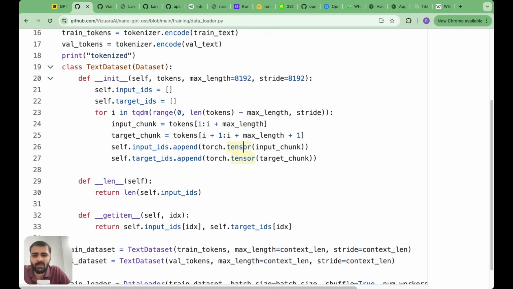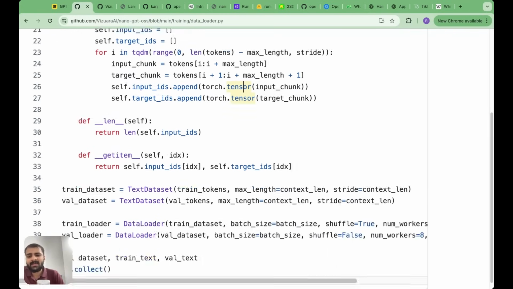That's all we are doing actually over here. We get the input sequence, and then we shift the input sequence to the right hand side by one.